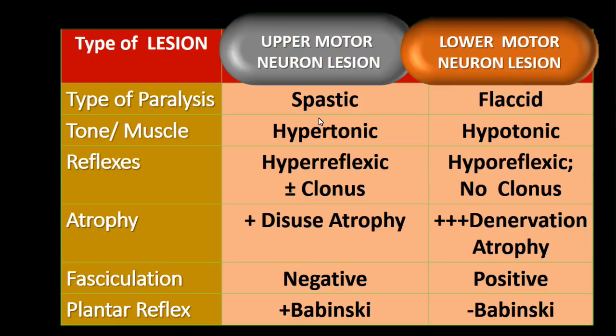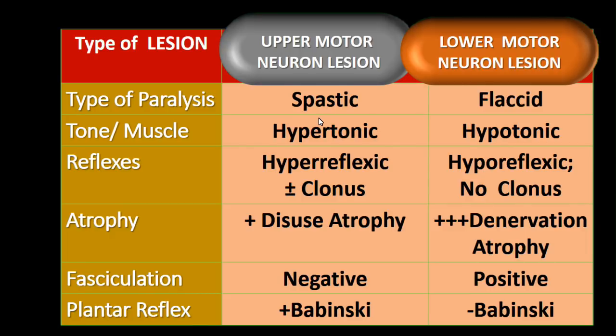There you are, we have the summary. So among patients with upper motor neuron lesions, these are the findings that you would like to see. There is spastic paralysis, a hypertonic tone, hyperactive reflexes with or without clonus, a disuse atrophy, no fasciculation, and an upgoing toe.